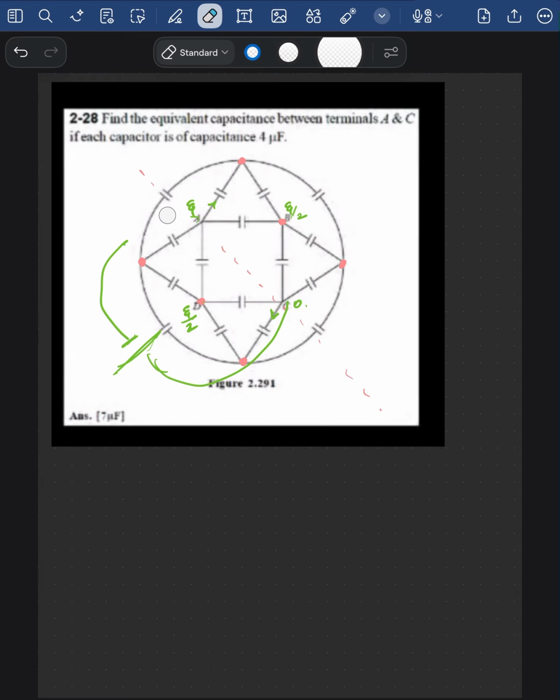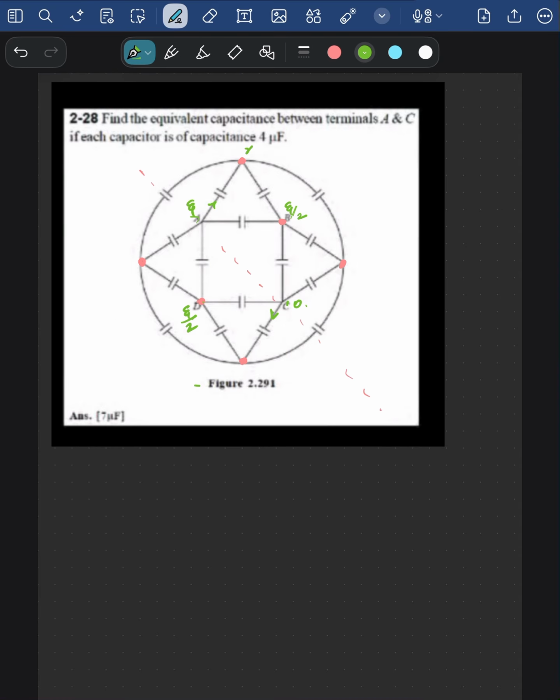With that kept in mind, if I say that potential at this point is X, potential at this point will be equal to E minus X, because I must have the same potential difference from here to here and here to here. If this potential is X, then this potential will also be X because these two are symmetrical. If this potential is E minus X, then this potential will also be E minus X. Now we realize that we only have one unknown potential, which is X. To find that X, we'll write a nodal method equation.